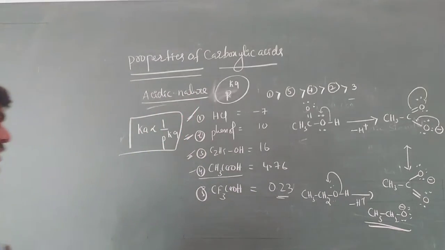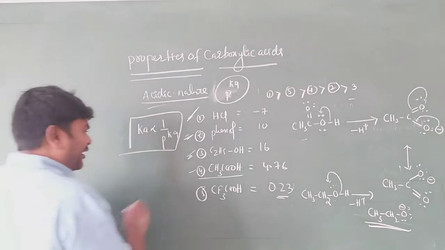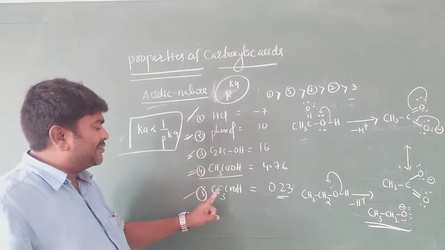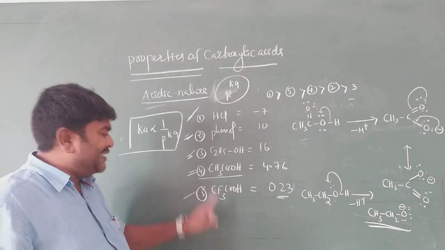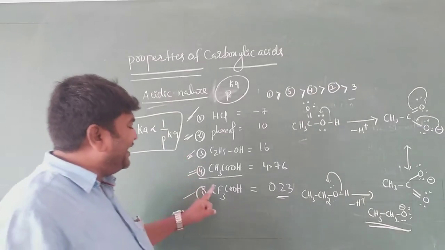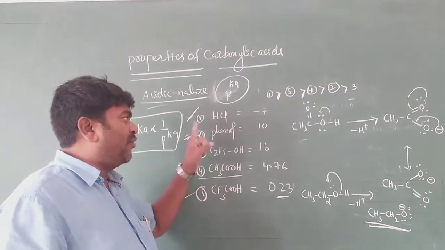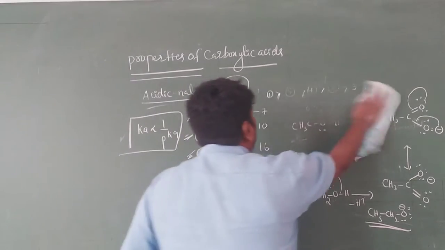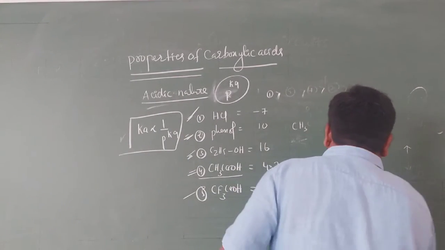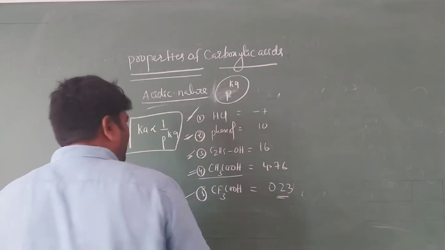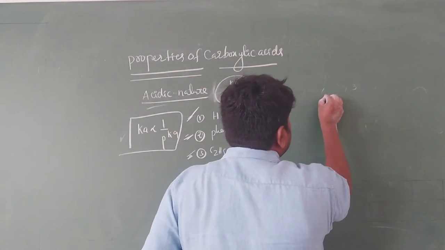Next one, see here. Comparison between this and this one: acetic acid and trifluoroacetic acid. Trifluoroacetic acid has more acidic nature than acetic acid. Why? What is the reason? My dear students, listen carefully. Suppose, this is very important, my dear students. See here, very important.